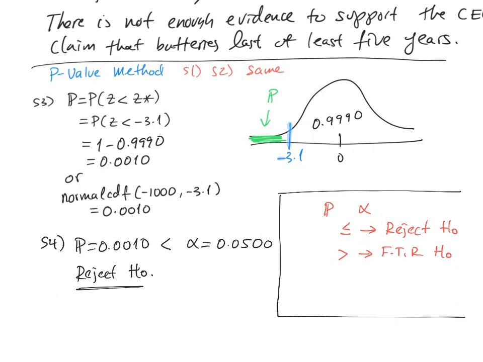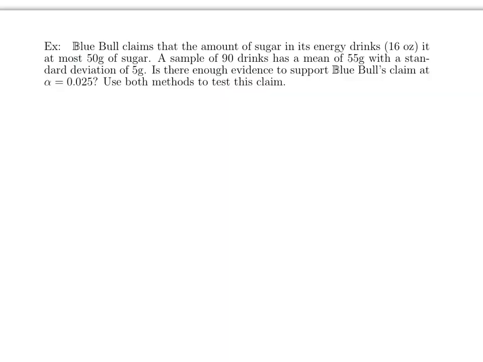Yes? How did you get negative 1,000 for the calculator? Oh, that's the lower bound, because remember, this is going to minus infinity, but instead of minus infinity, you can just write minus 1,000. Okay. All right, anything else? I'm going to set this one just for you and try this one so you can get the idea of what's going on.